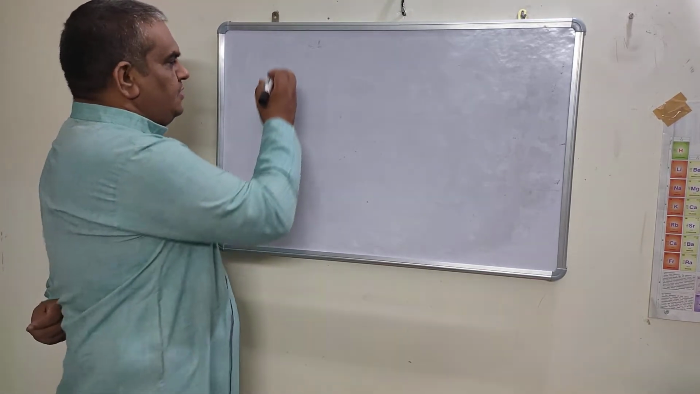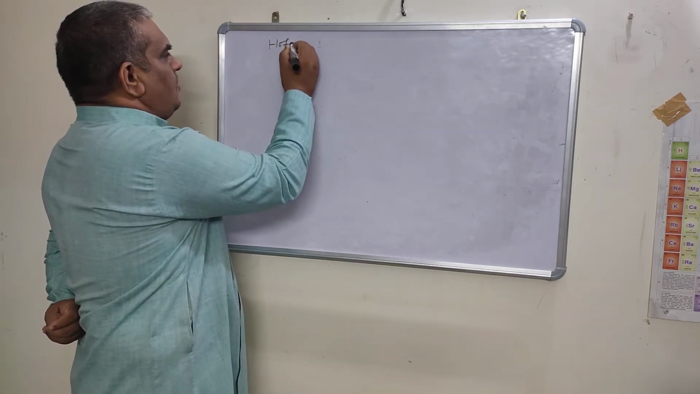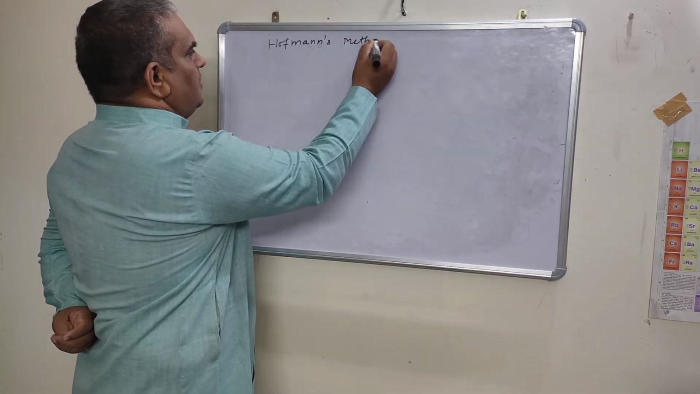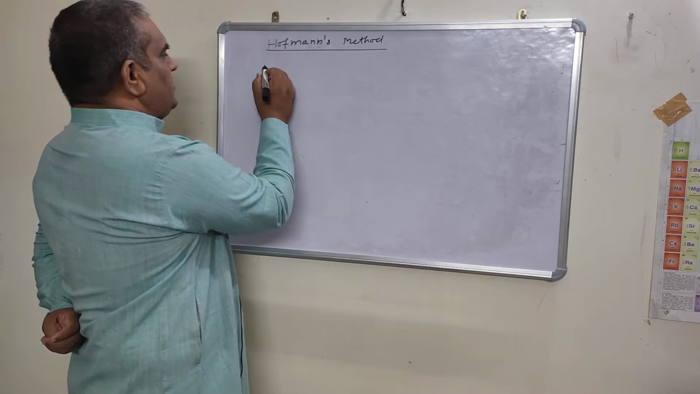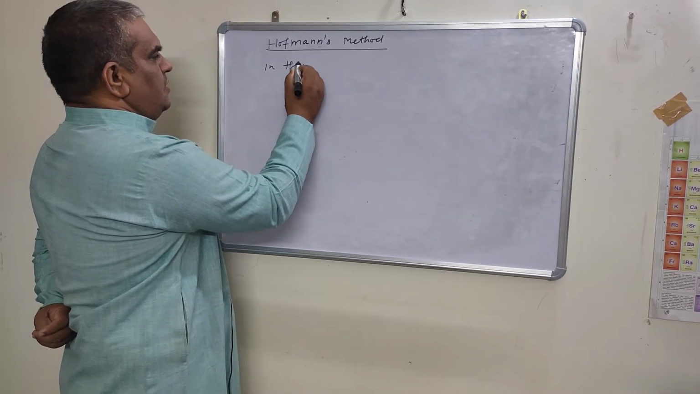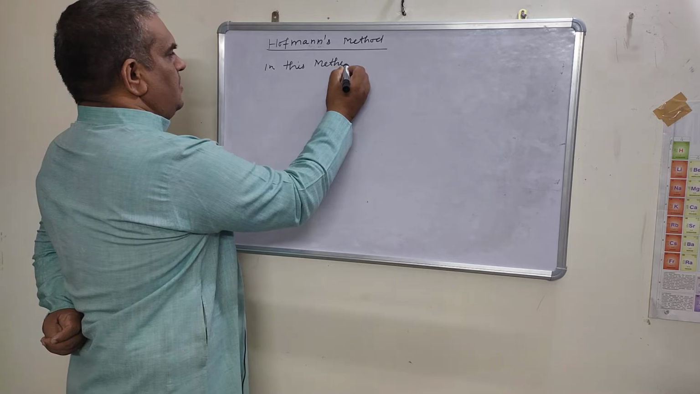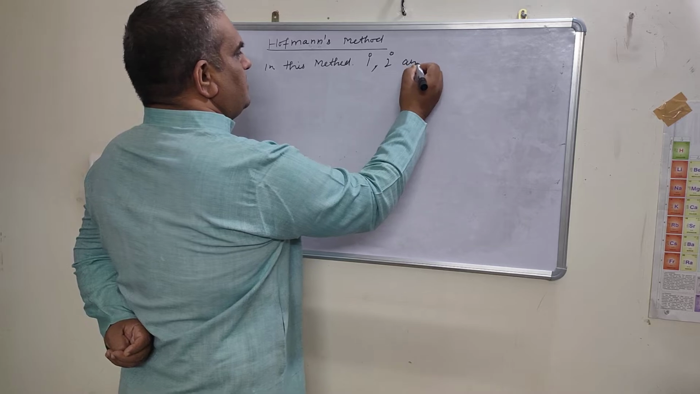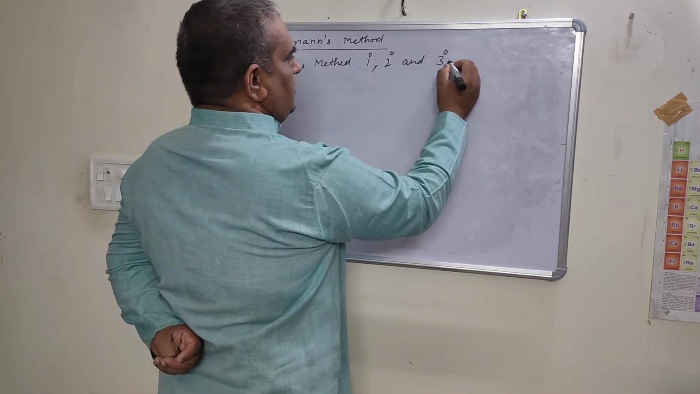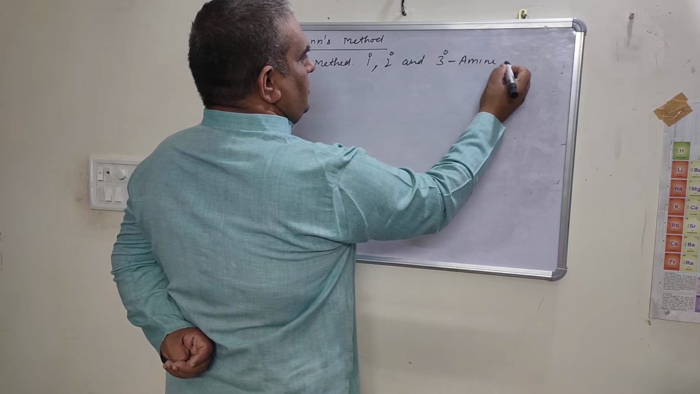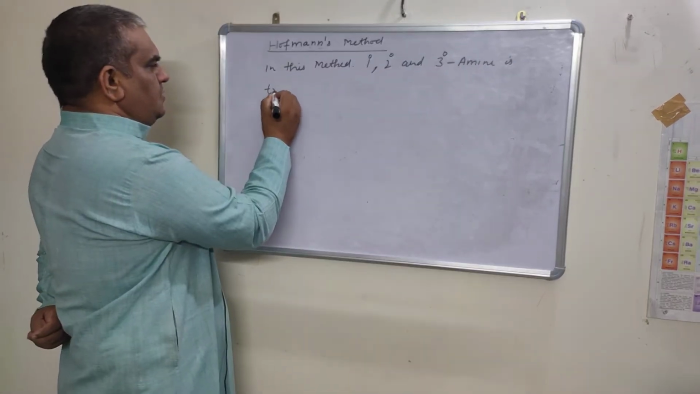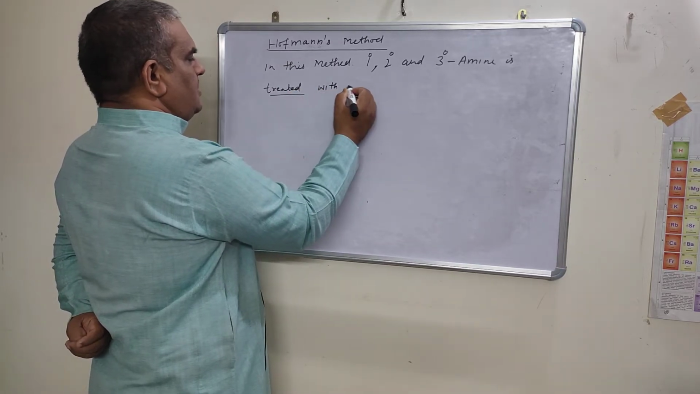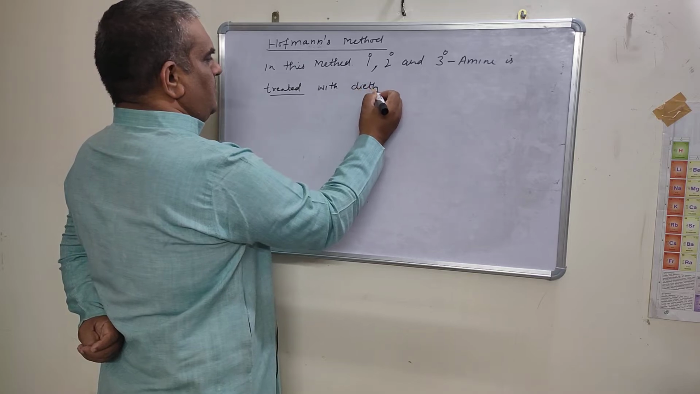The first method is Hofmann's method. In this method, the primary, secondary and tertiary amines are treated with diethyl oxalate.